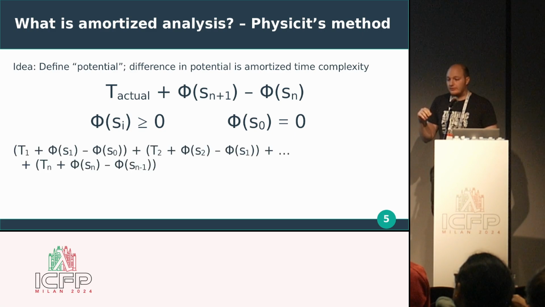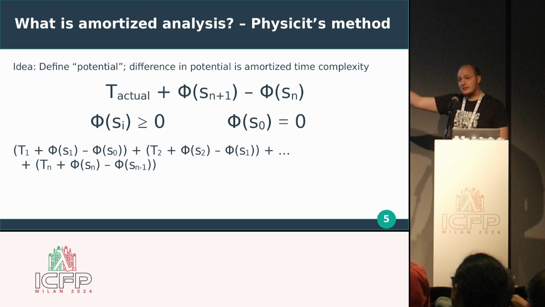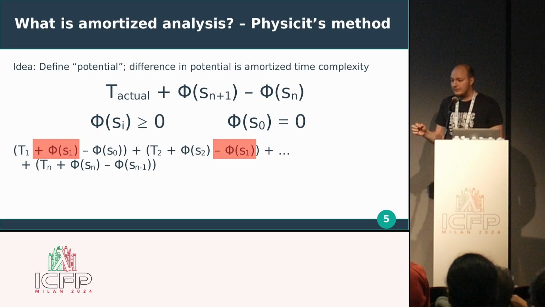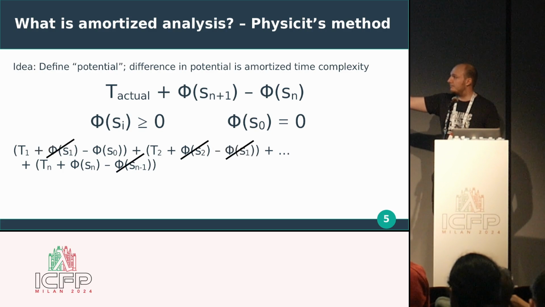So why is this a valid way to see amortized complexity? If you look at a sequence of operations 1, 2, up to n, we can notice that those two cancel out in that equation. And not only those two, but basically all the intermediate things cancel out.